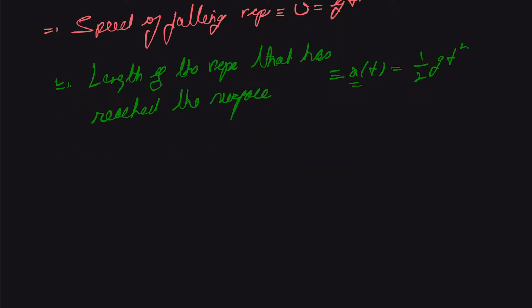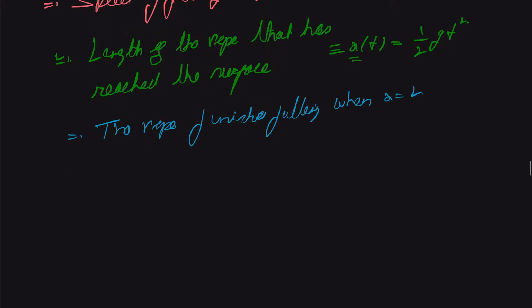So we can write that the rope finishes falling when x is equal to L. So in this case, when x is equal to L, we can find the time it takes to reach the end. So you can say our time t_end will be equal to the square root of 2L upon g. Okay, using this equation, we substitute x is equal to L, and then we get the time t.